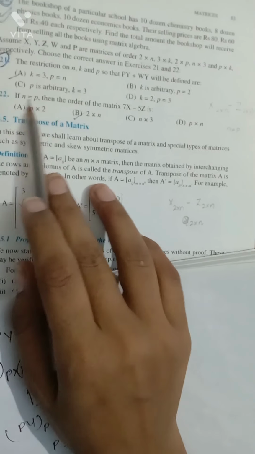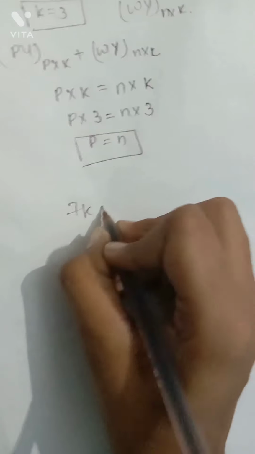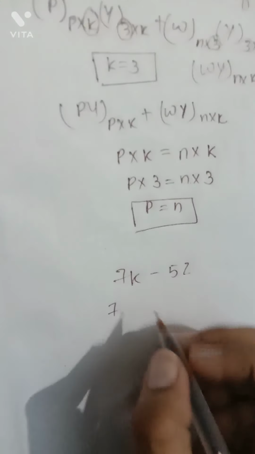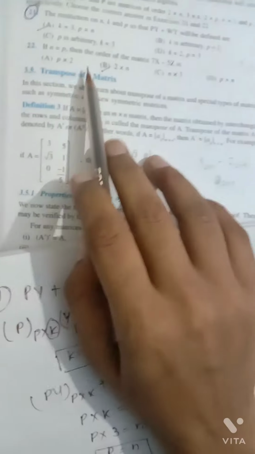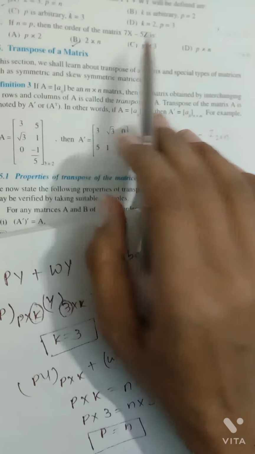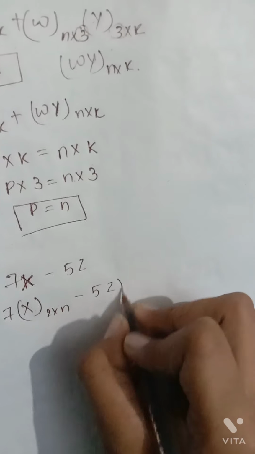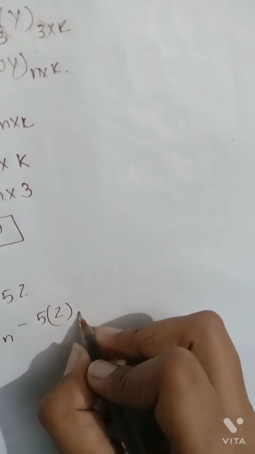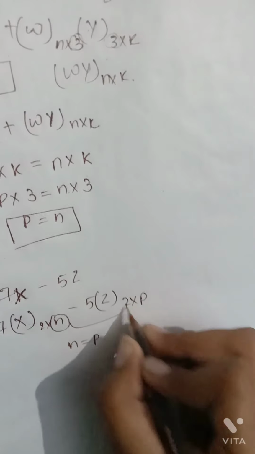Now question 22: if n equals p, then the order of the matrix 7X minus 5Z is. Sorry, it is X, not k. Now 7X: the order of the matrix X is 2 cross n, and 5 into Z, Z is 2 cross p. So n equals p.